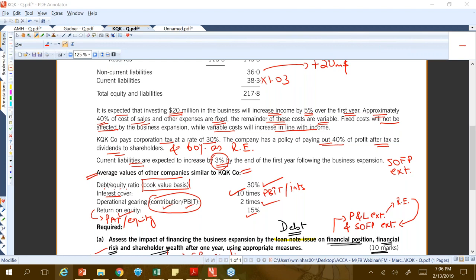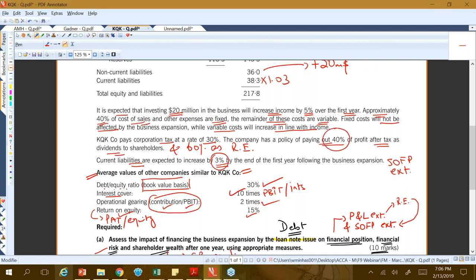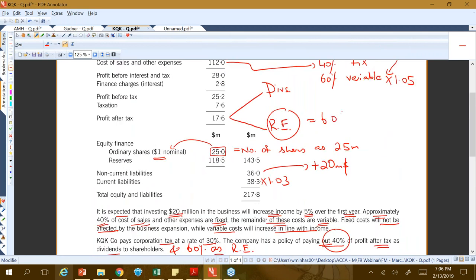The next question is that, sir, the question has not told us that 60% is retained earnings. Well, if we know that 40% is dividends, then we know that the remaining 60% is retained earnings. Okay, so this is what we have, and let's go into the workings on this question then.